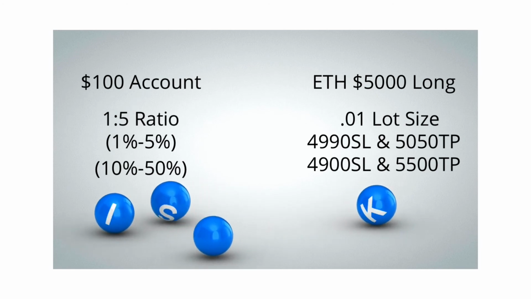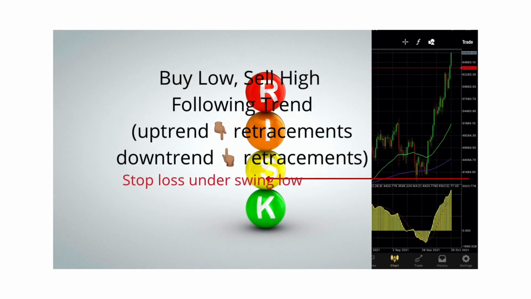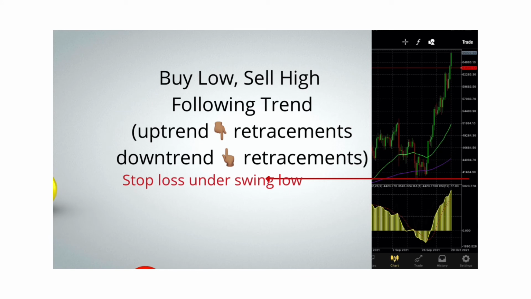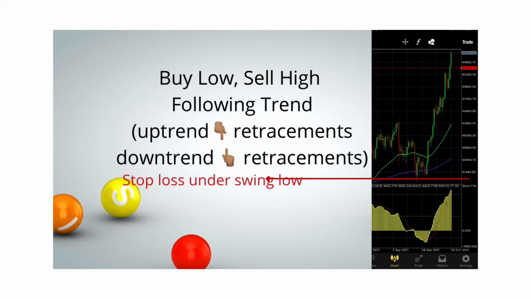gain 50% profit hypothetically. Since we want to buy low and sell high, and we also want to follow the trend, we look for retracements towards the downside in the uptrend, and in the downtrend we look for retracements towards the upside. And a simple tip for setting a stop loss: we always like to set it just above or just beneath the swing highs and swing lows.